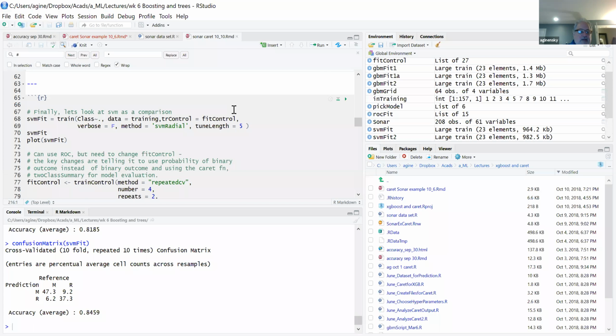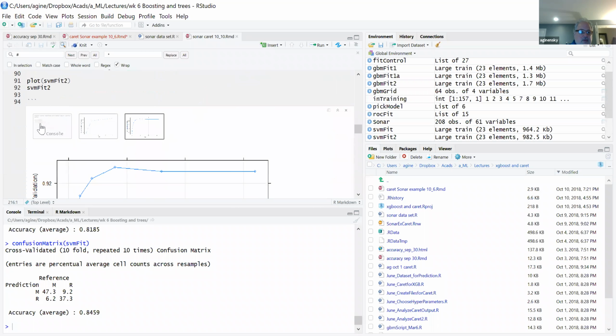Okay, and to show you how to do a comparison, let's do a support vector machine model too. So in this case, I go train and give it the same thing. I want to compute the class using all the data. I use the same approach for how I'm going to tune my parameters. This time I'm going to use the SVM radial, in other words, the Gaussian, which is one thing, and I just set the tune. There's only one parameter, so I said do a tune length of 5 and do it.